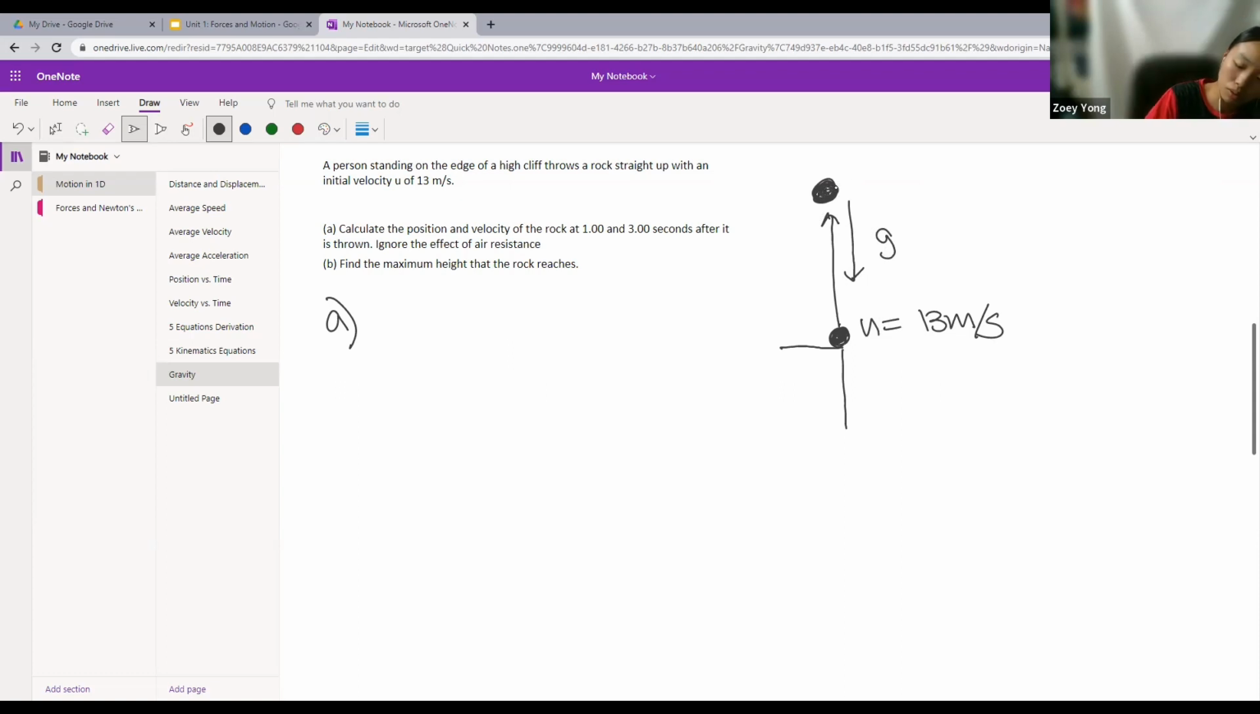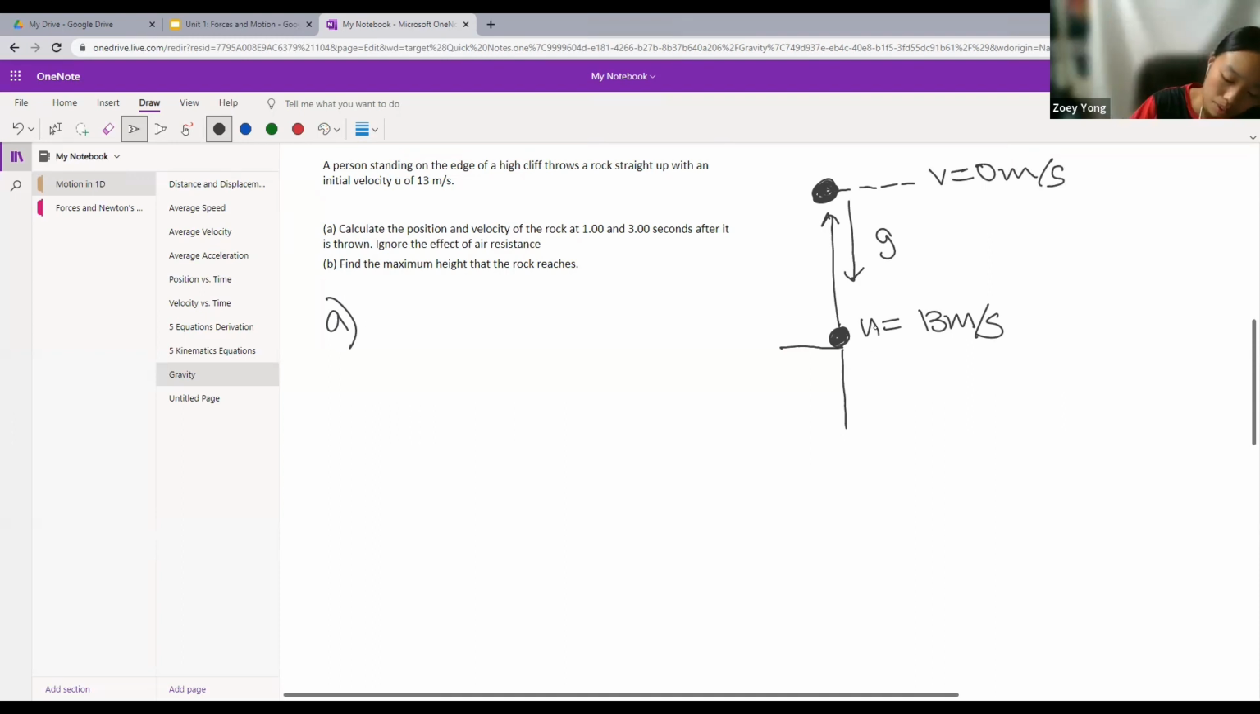One thing we know though is that at the very top, when the rock is thrown, it'll go up and it'll stop for a little bit, just a split second, and then fall back down. At the highest point, the velocity is going to equal 0 meters per second. So we're going to need that in B. But let's start with A first.